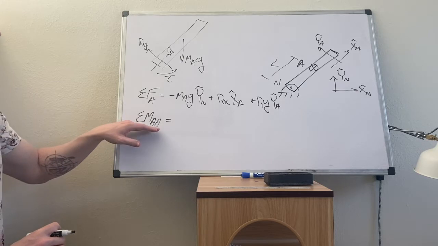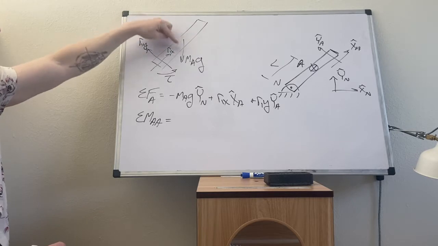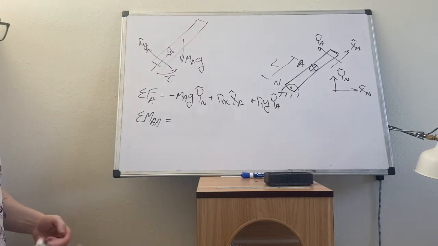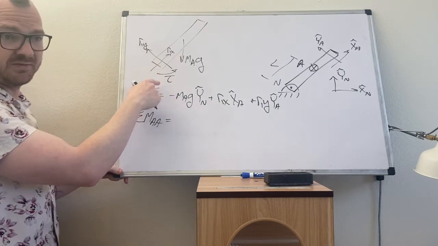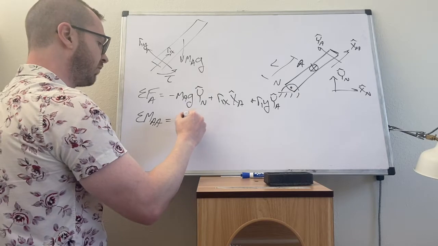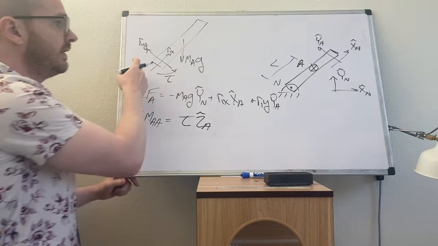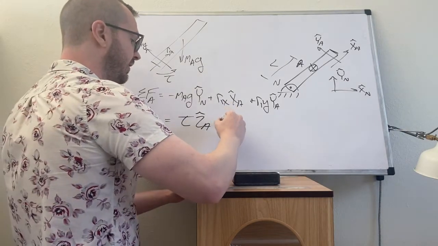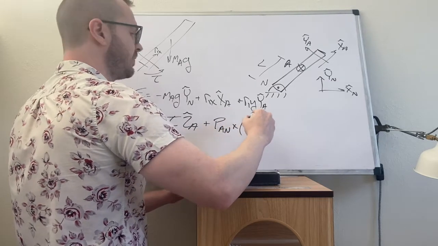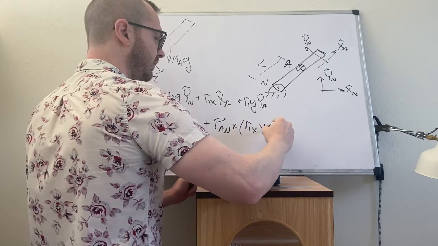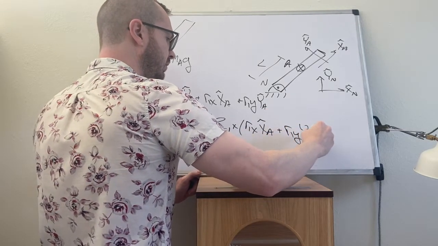Now, if we're taking the sum of moments on A about A, so we're taking the moments at the center of mass, the gravity acts through the center of mass, so that creates no moment. We do have the moment created by these reaction forces. We also have this external torque tau. So let's just bring down tau. And we need the moment generated by those. So that's the position vector from A to N cross R1X X hat A plus R1Y Y hat A.